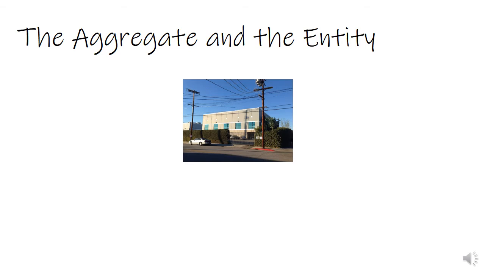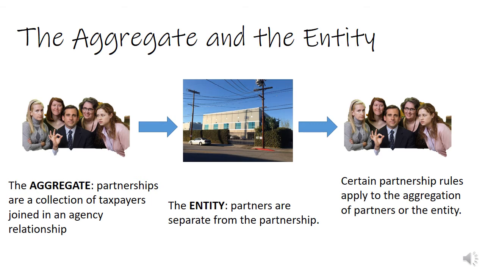But the partnership is also an entity in and of itself. The partnership makes decisions on certain business items, and those business items are explicitly relevant to the entity. Combined, we see how the tax laws are structured to reflect both the aggregate and the entity theory of partnerships. Certain partnership rules apply to the aggregation of partners, and certain partnership rules apply to the entity as itself.